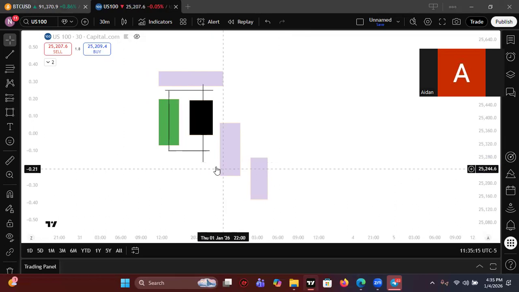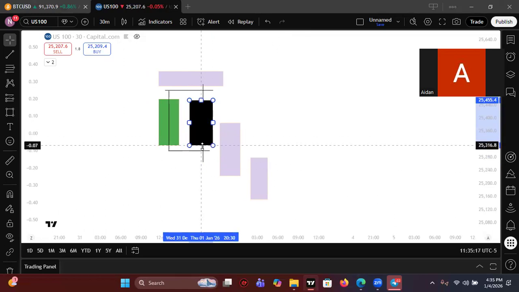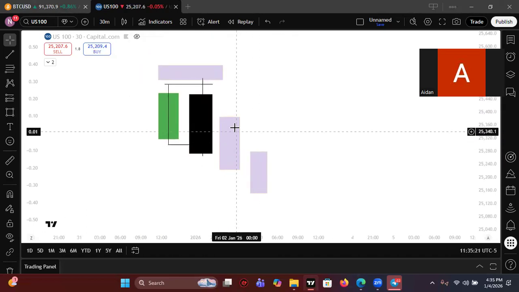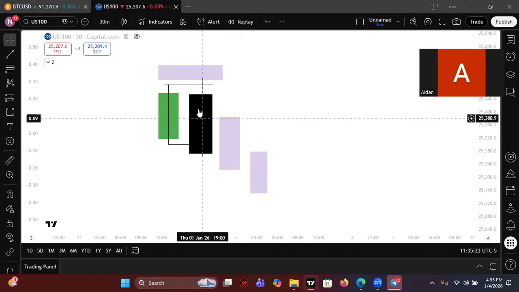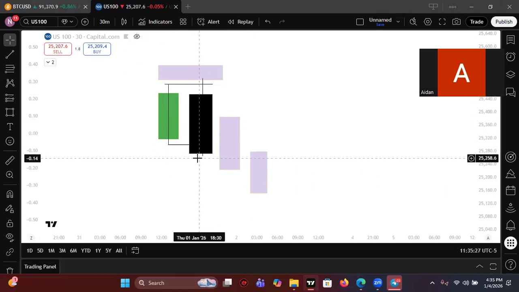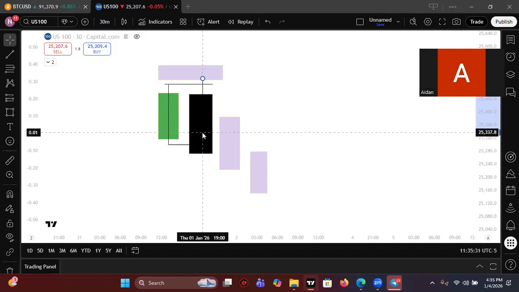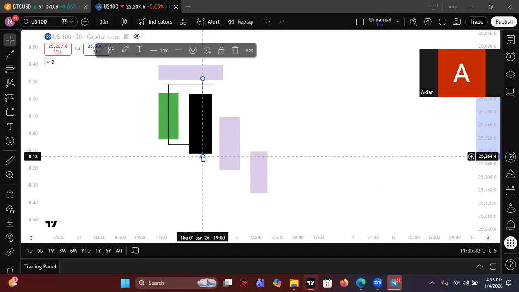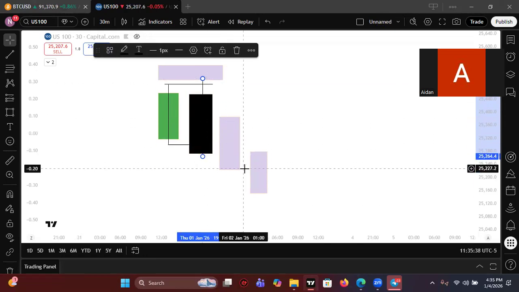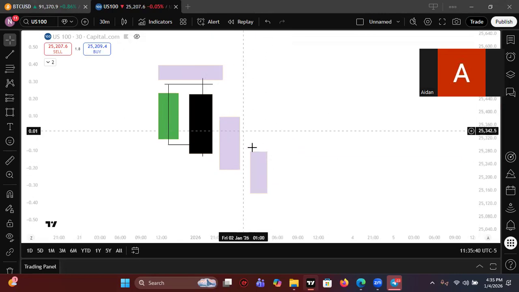So the next thing that we're also going to look at is if a C2 closure forms this way, you can expect C3 to be a continuation. Because here we took this candle and then we closed over, it's just the same as us closing within it. As we are even closing over, it also shows that the candle is indeed willing to go down. So you can focus on trading the third candle, right?